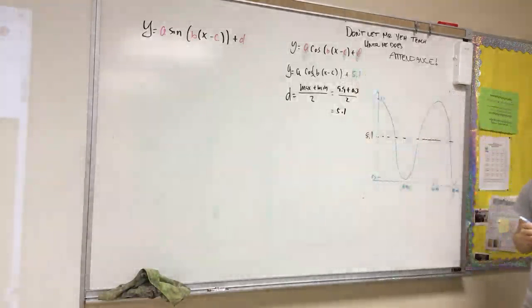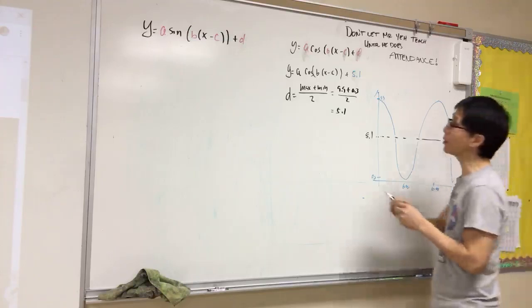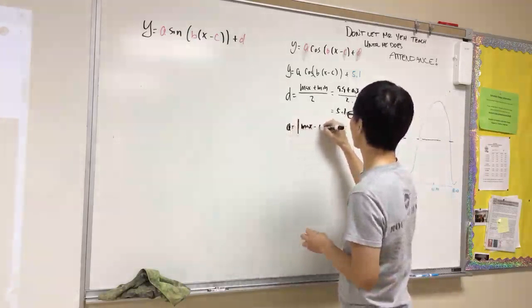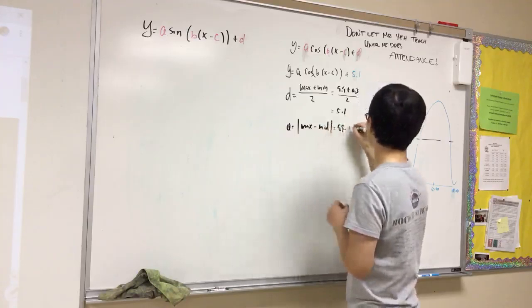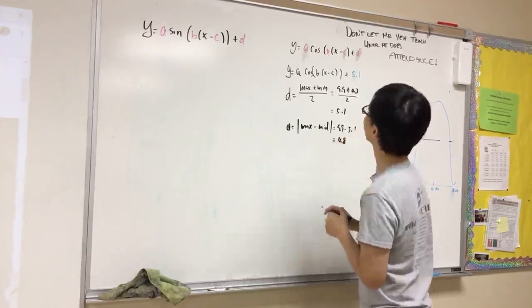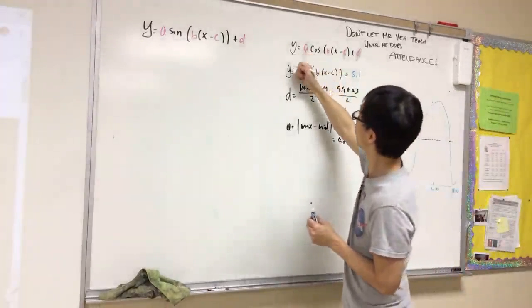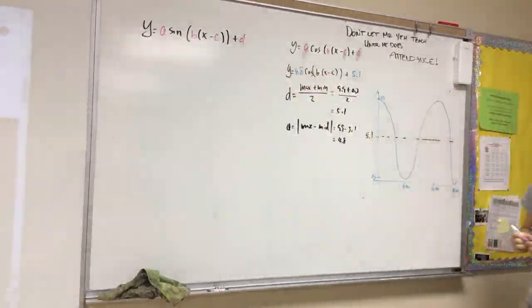Yeah. Now, how do I find maybe A first? Amplitude is equal to the distance, the absolute value of max minus the mid. So that's equal to 9.9 minus 5.1. So that's equal to 4.8, I think. So I can go back and change it to 4.8. Am I going too fast?